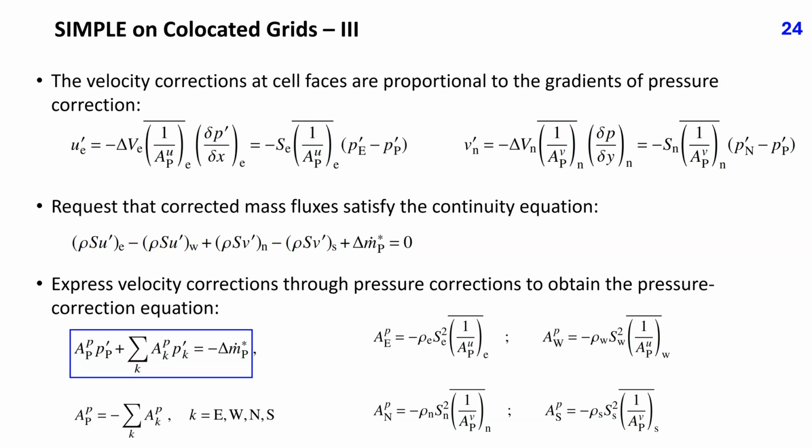By requesting that corrected mass fluxes satisfy the continuity equation and expressing the velocity corrections via pressure corrections using these expressions, we obtain the following pressure correction equation. The matrix coefficients from this equation are given by these expressions. Note that these coefficients are proportional to the cell face area squared.